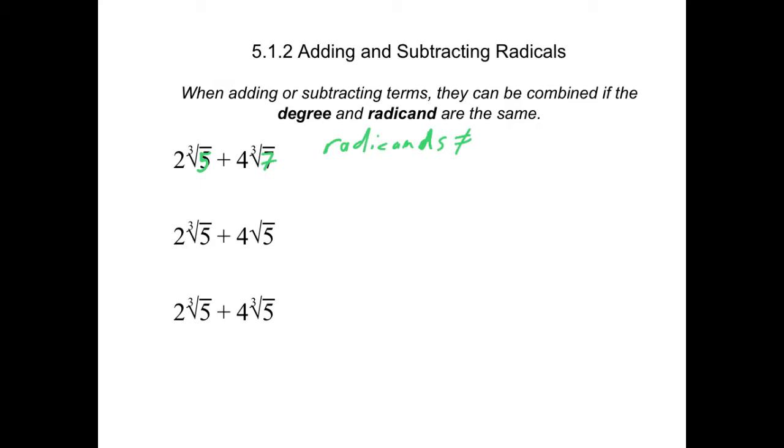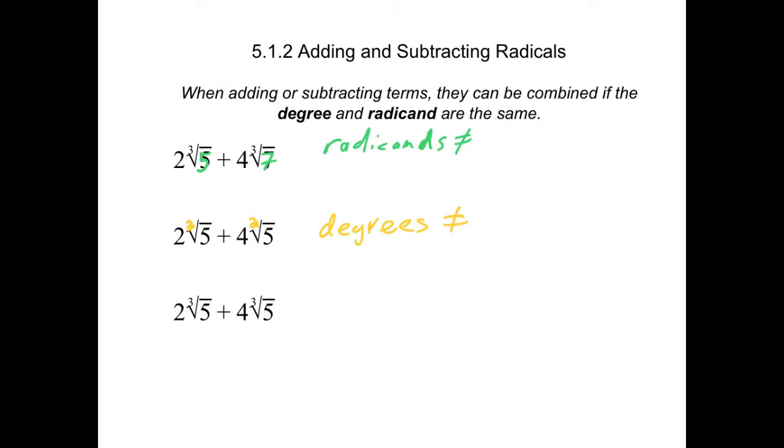Second example, we have 2 times the cube root of 5 plus 4 times the square root of 5. There's no value written in the index of our radical sign, so we assume that it's a 2. In the first example, it's a 3. These degrees are not equal, so therefore we cannot combine them into a simplified expression.